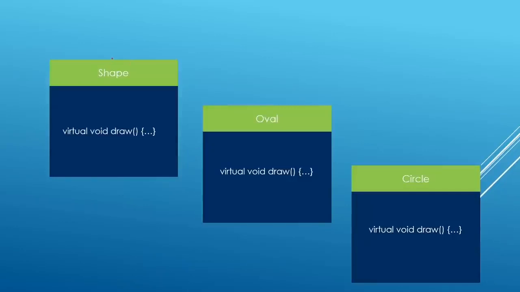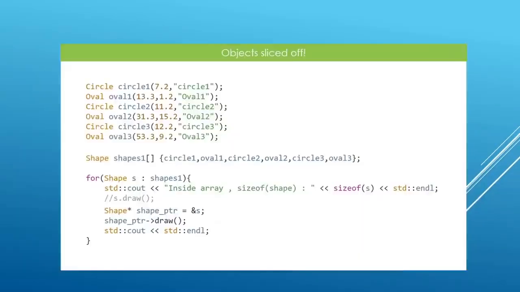The base class is going to be shape. We're going to inherit from that and get oval, and we're going to inherit from oval and get our circle class here. So let's look at a piece of code. Here we are creating a bunch of objects. We have a bunch of circles and ovals, and we are setting up an array that is going to directly store shape objects. But what we are doing is storing our pre-created objects in our array here.